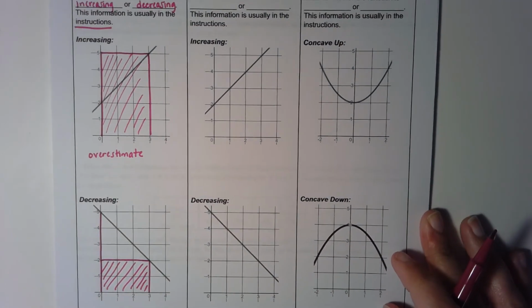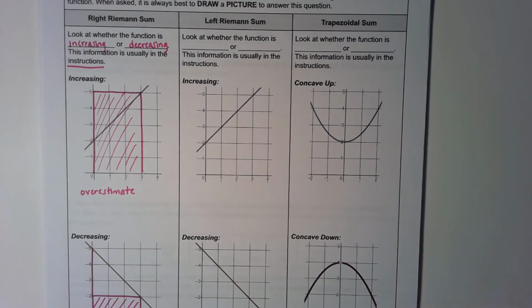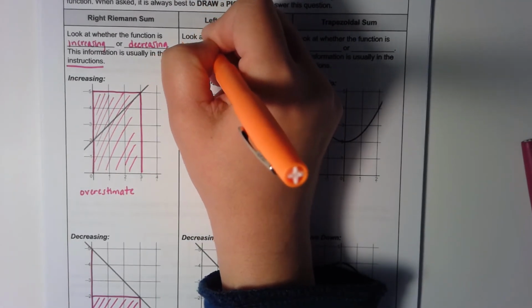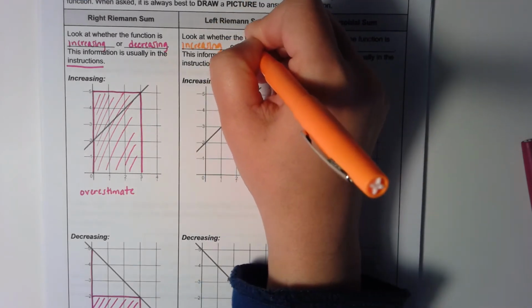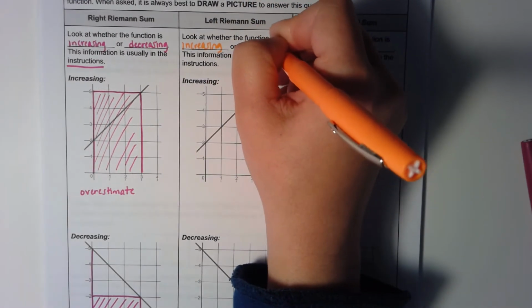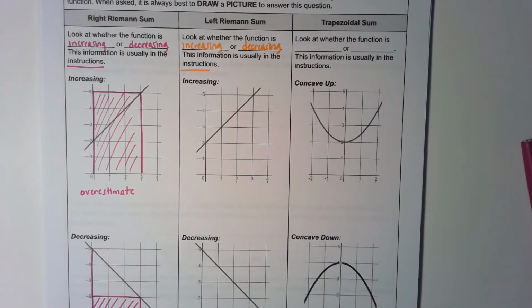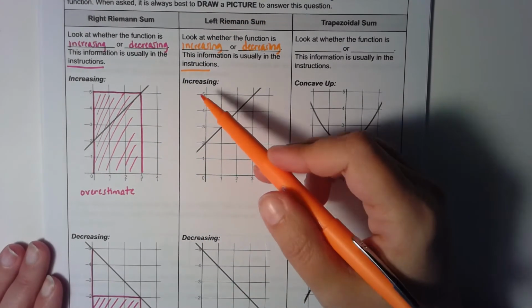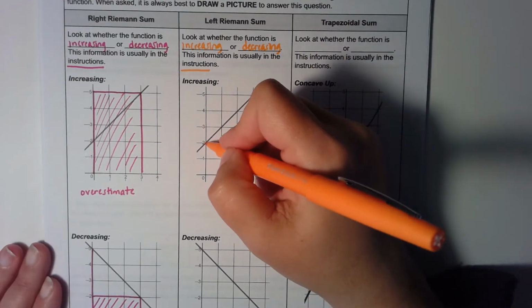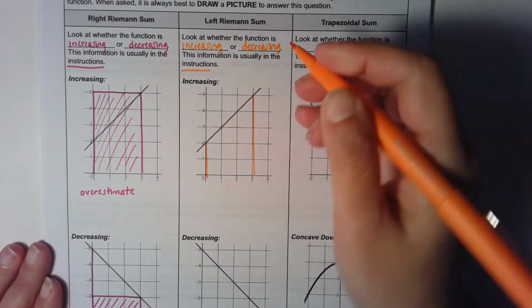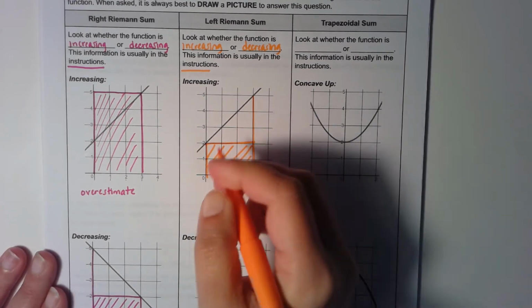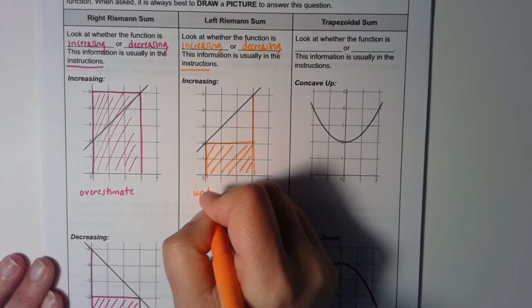Next, let's look at whether we are an over or underestimate using a left Riemann sum. So again, we're going to look for whether the function is increasing or decreasing. And again, this information is usually in the instructions, so make sure you read the directions. If you have an increasing function, so literally just start by drawing an uphill line, and you make a rectangle, and you use the left side to make the rectangle, this rectangle is going to be too small. So then it's going to be an underestimate.